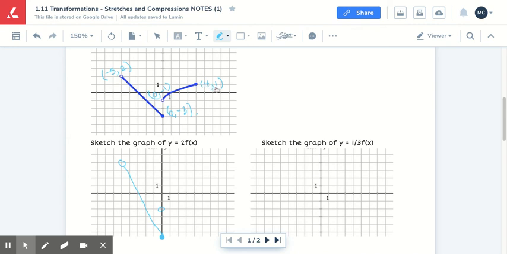And so I keep the x value the same, but I multiply the y by 2. So the new point for this one would be at (4, 2). So 1, 2, 3, 4, 1, 2. Here we go.